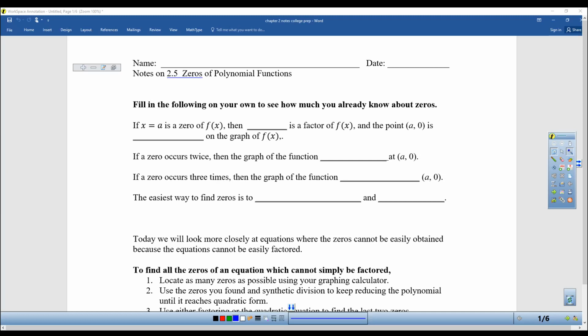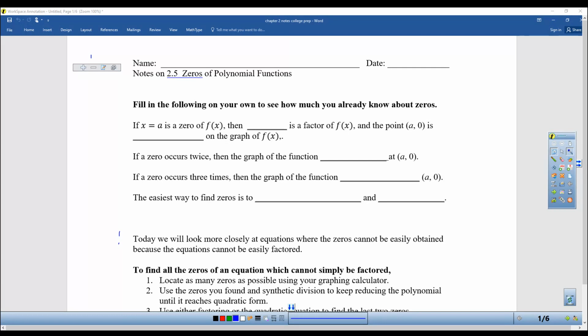Hello, everyone, and welcome to section 2.5 in Precalculus, zeros of polynomial functions. So you should try to fill in the following on your own to see how much you already know about zeros. This is not new information, but of course I am going to fill it in for you.